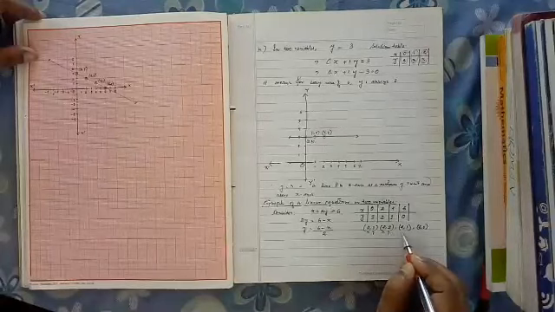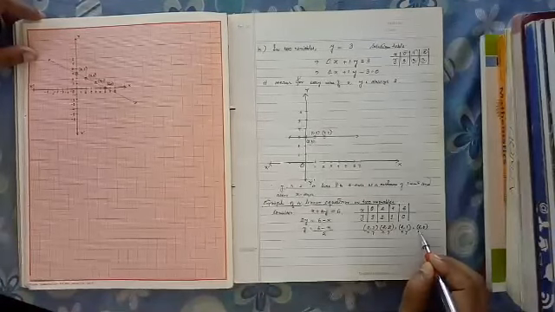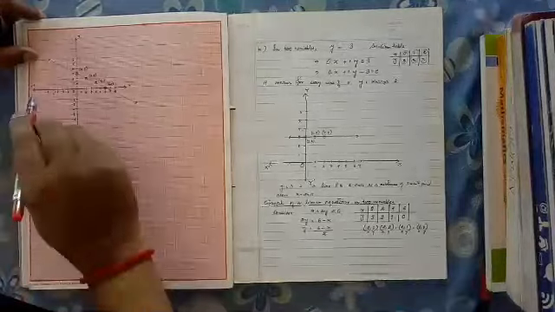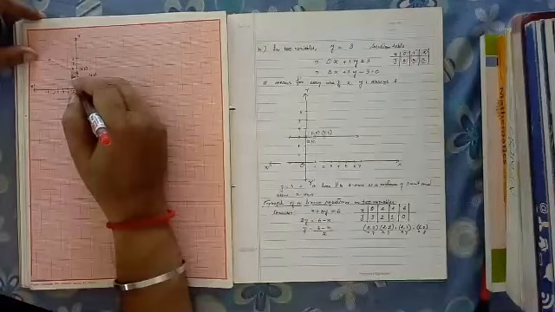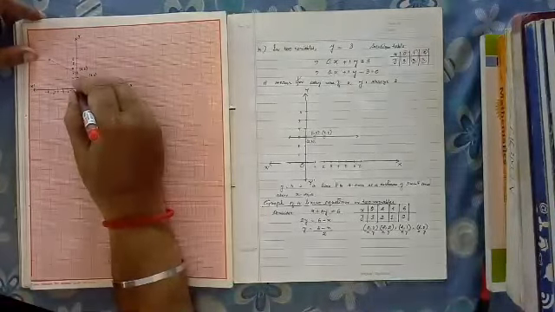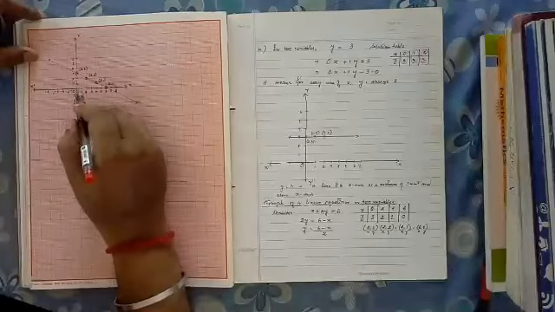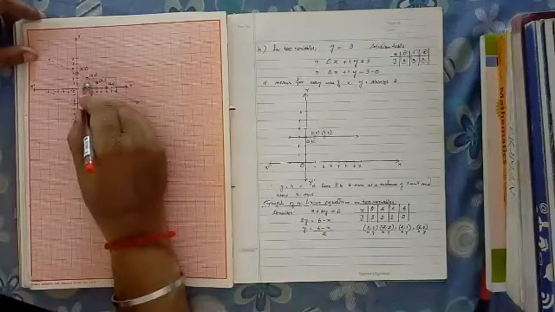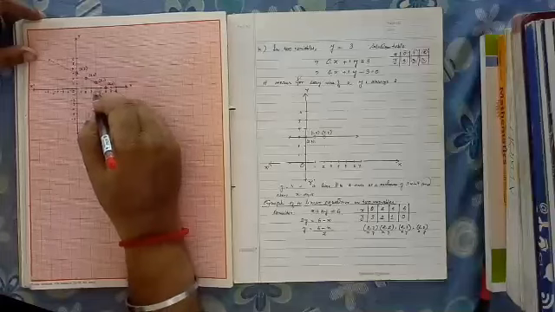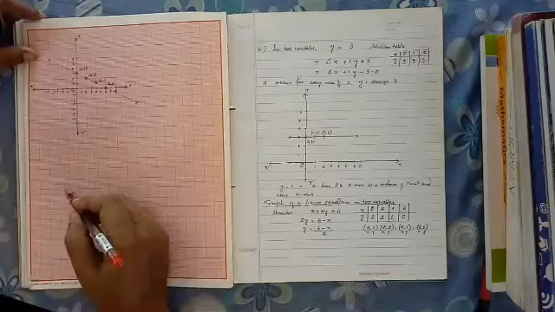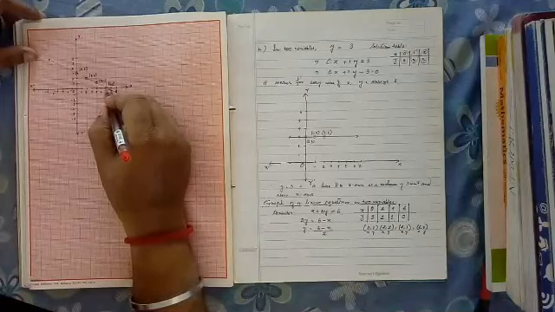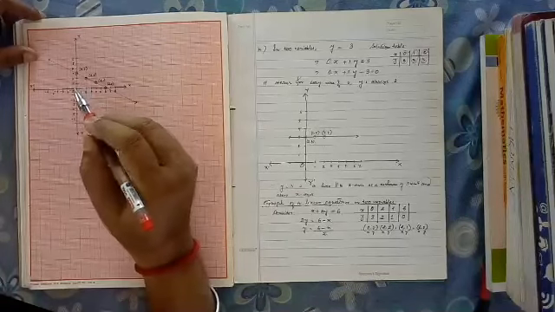First x, then y. So x is 0, y is 3, this point. Then x is 2, y is 2, this point. x is 4, y is 1, this point. Then x is 6, y is 0, means this point.